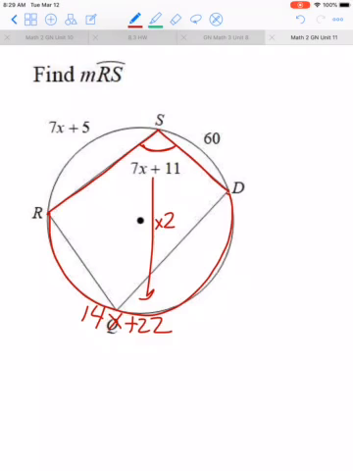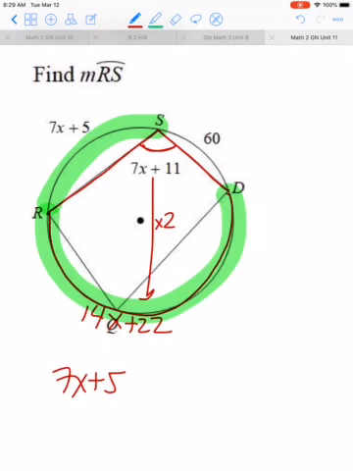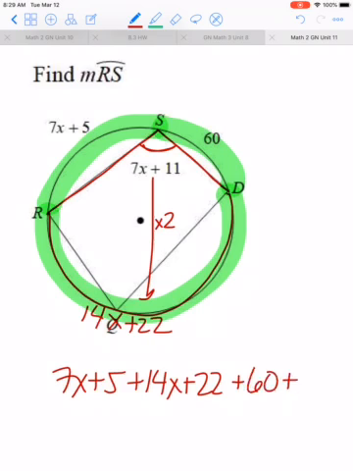So now, if you notice, we have this piece, 7x plus 5. We have this piece, 14x plus 22. Make sure they don't overlap. And then 60 goes a full circle. So it equals 360 because it goes all the way around.